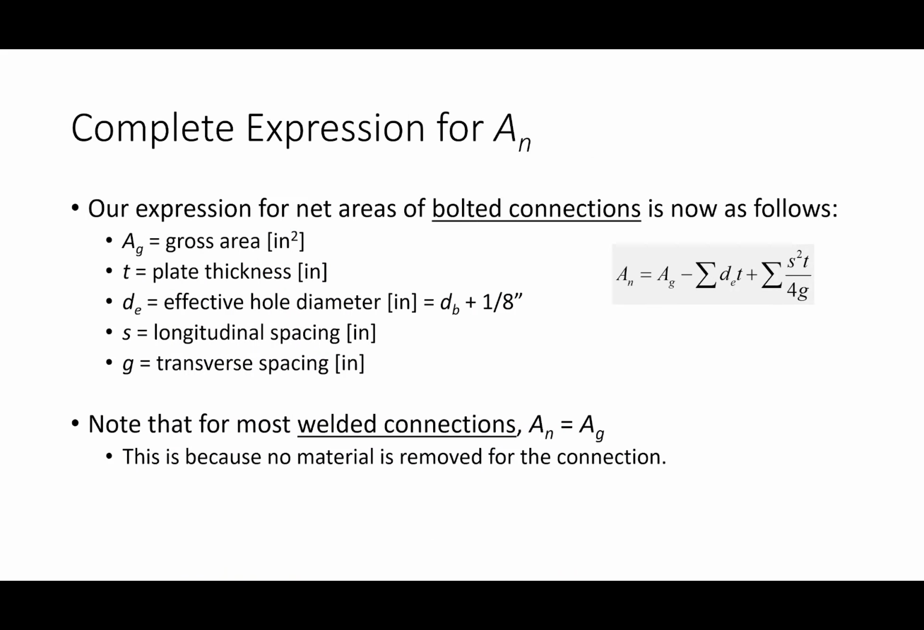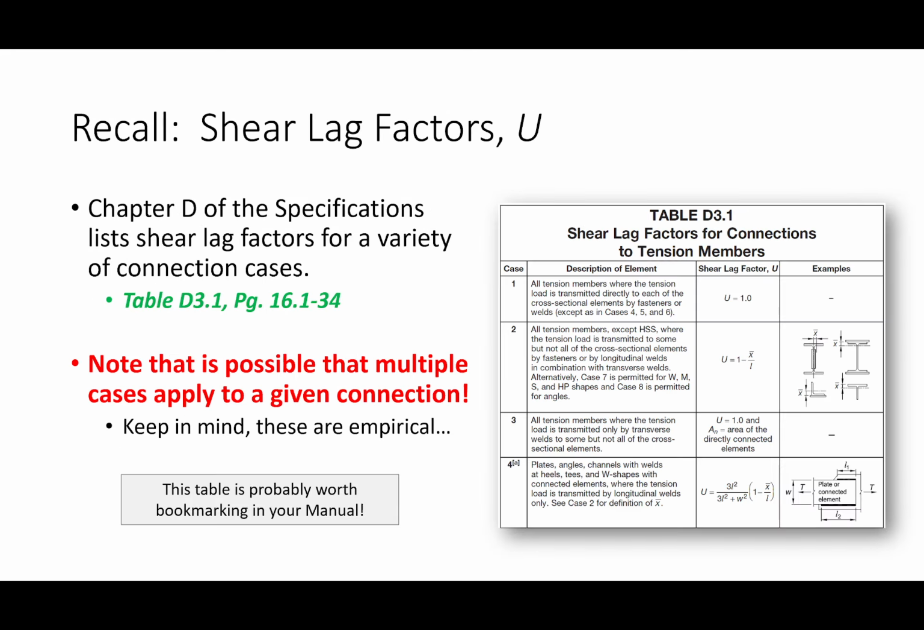The complete expression for net area took us a little while to derive, I guess you could say, but we now have a complete expression for net area. And I would say this slide applies to really any member. For bolted connections, it is the gross area minus the sum of all the bolt holes, which is the hole diameter times the thickness, but we add any necessary stagger factor. So you have plus the sum of all s squared t over 4g terms, if there are any stagger patterns present. And that's for bolted connections. If you have a welded connection, the net area equals the gross area because you're not removing any material to facilitate the connection.